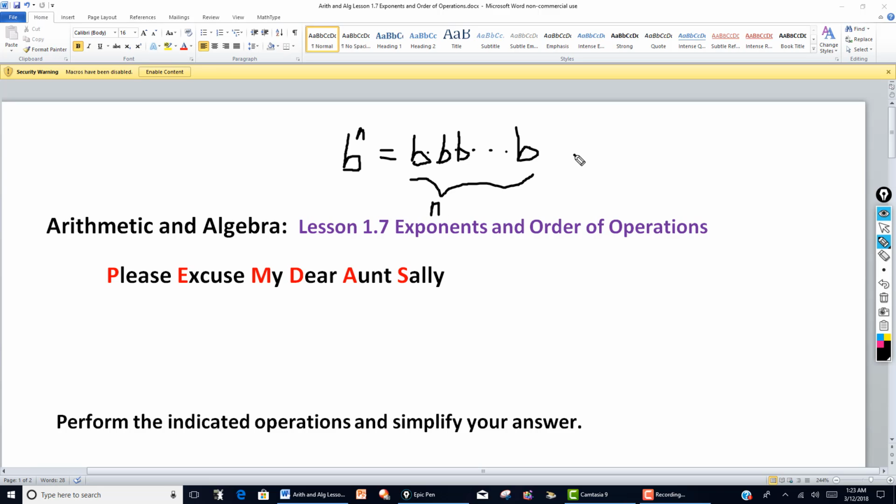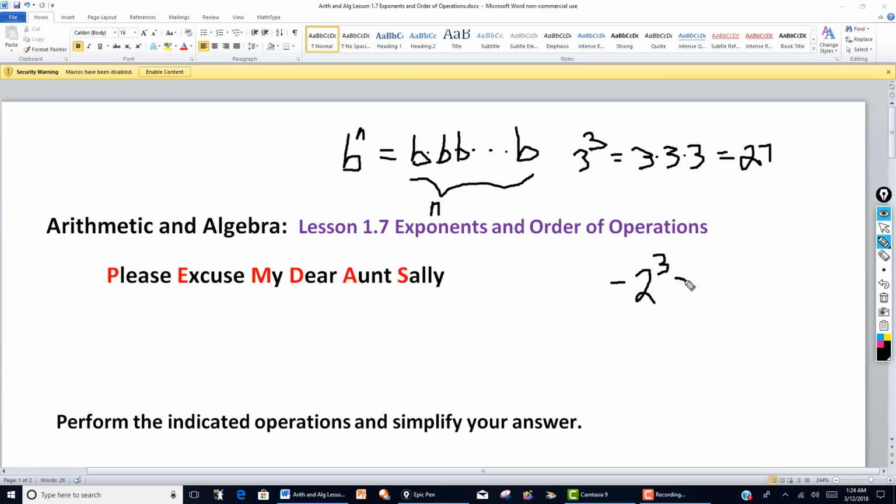So just as an example, 3 with a power of 3 means 3 factors of 3 multiplied. So it'll be 3 times 3 times 3. 3 times 3 is 9, times 3 is 27. Or if I say I have negative 2 to the third power.